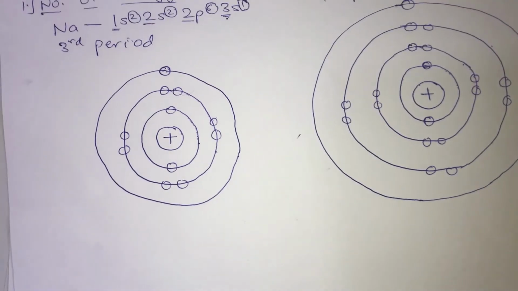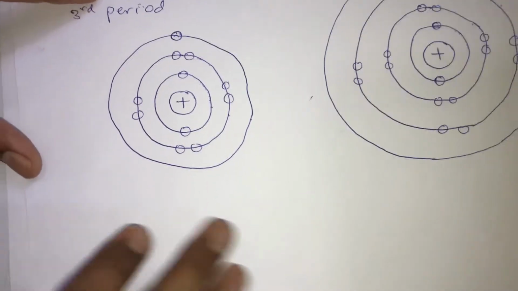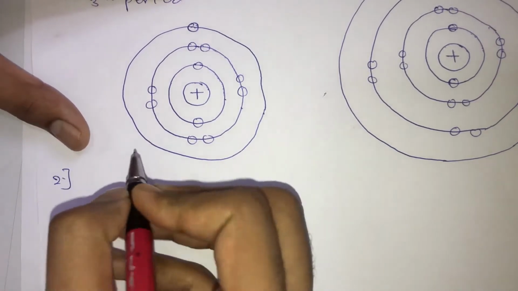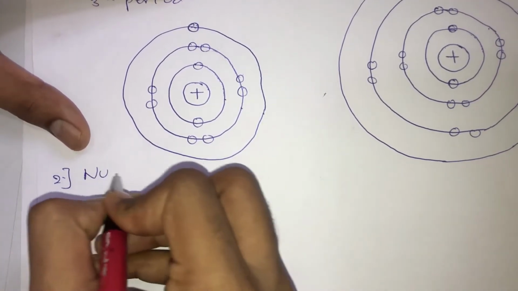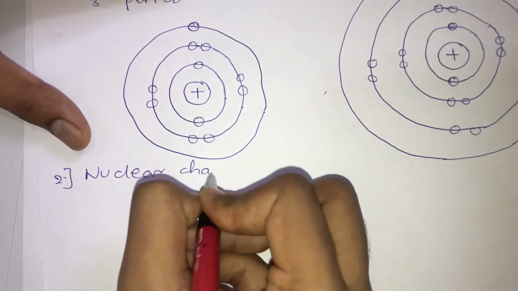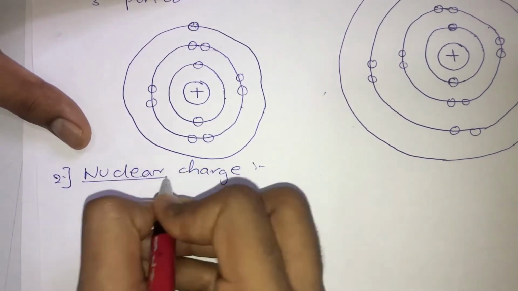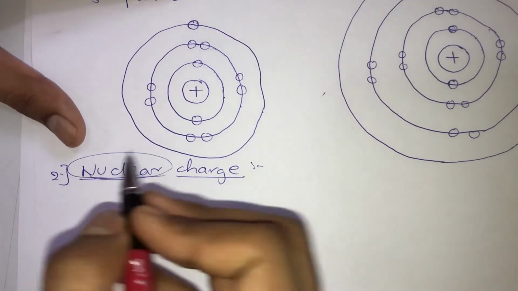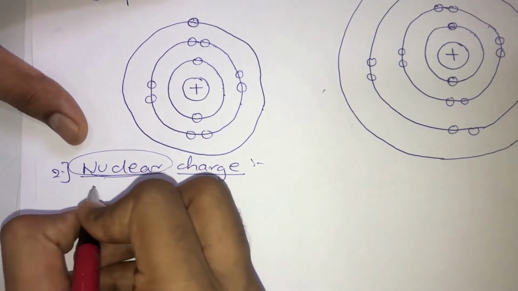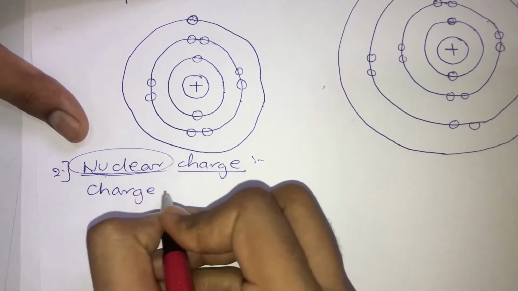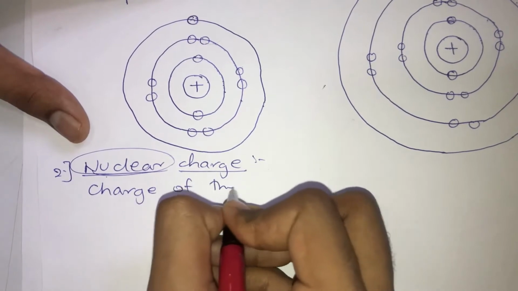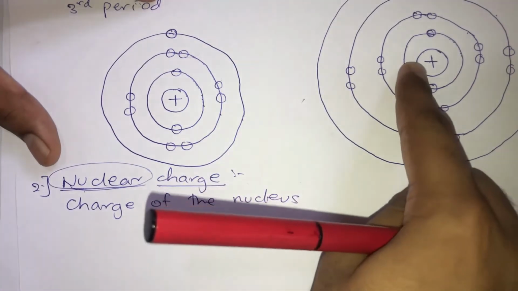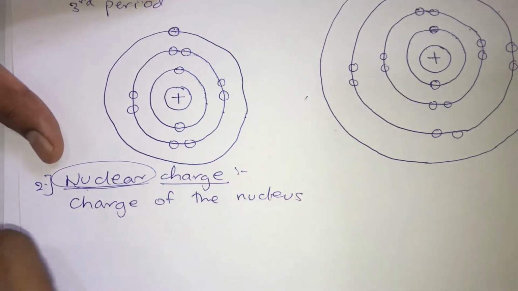Similarly, if I consider the second factor, it is nothing but nuclear charge. Now what is the meaning of this? From the name itself we can see nucleus. So nuclear charge is nothing but the charge of the nucleus. The charge of this positively charged nucleus is known as the nuclear charge.